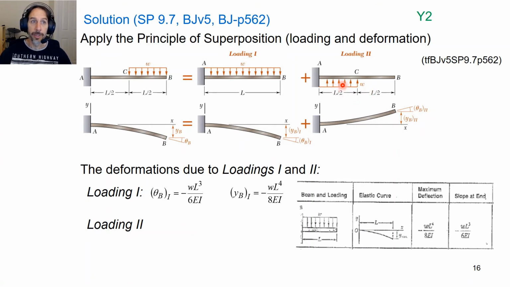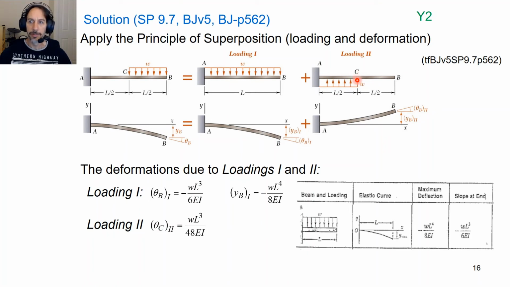For example, if this was not half the length of the beam, if this was say 1/3 or 2/3, then there is no standard solution. So you'd have to do something different, and what you could do is what we're going to show you here. We're going to look at the slope and displacement at point C.